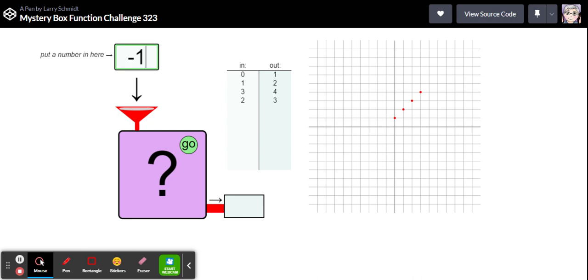So how about a negative 1? Oh, so negative 1 gives us 1. That's interesting. Now what I'm thinking is maybe this is an absolute value function. So we're going to have a v here. So let's see if we get a similar arm on the other side here. So let's look at negative 2. And negative 3.